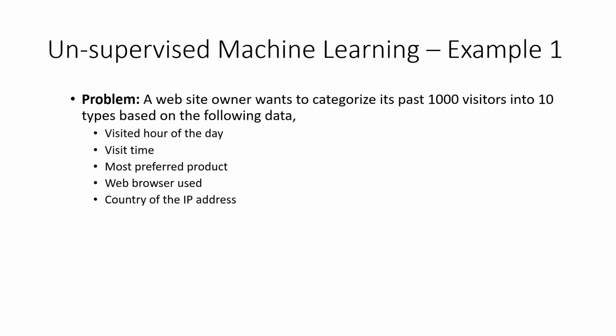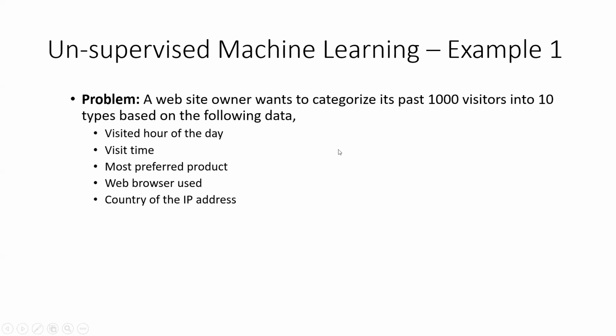So this is an example of unsupervised machine learning, where a website owner, an online sales website, wants to categorize visitors. The visitors are coming to your website, something like eBay or Alibaba, right? Suppose you are the owner of that website. Different people are visiting your website, and you can extract some information from each visitor. The web owner wants to categorize its past 1,000 visitors into 10 types based on the following data.